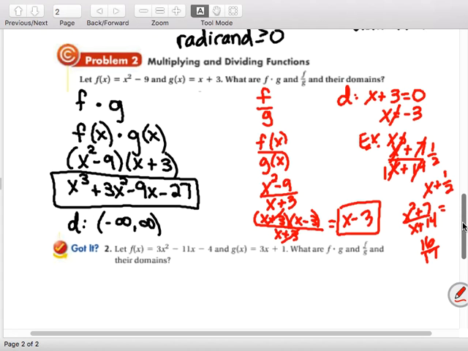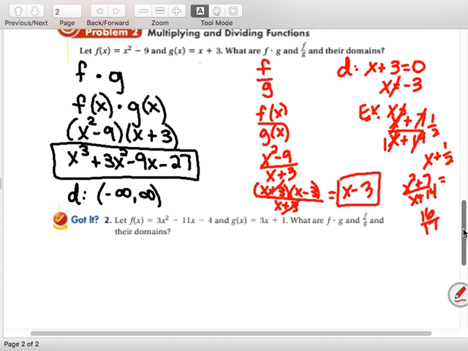All right, try the got it number 2. I'll give you a short head start. Do the multiplication and the division. State the domain. So do as much of it as you can. You should be able to do a little bit, okay? Should be able to do some of this.